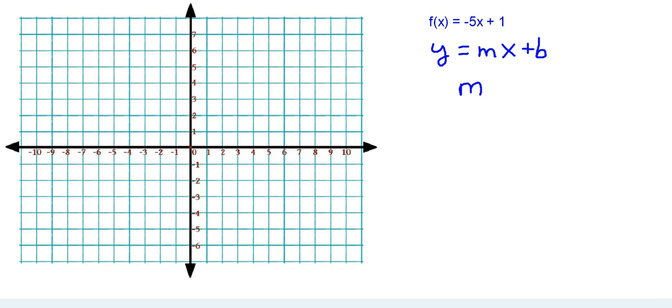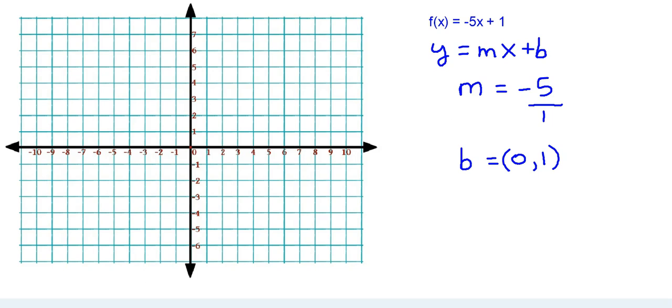So our m is our slope, and our slope here is negative 5. Since we need to have a fraction, we're going to make this whole number a fraction by putting a 1 underneath it. So our slope is negative 5 over 1. And our b is our y-intercept. In this case it's 1. And if we wanted to make an ordered pair out of it, it would be 0, 1. And so now we have all the information we need to graph this line.